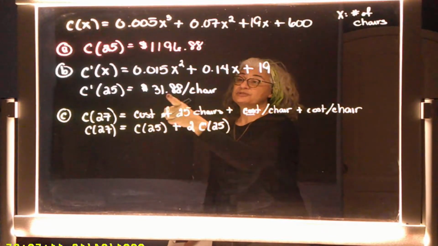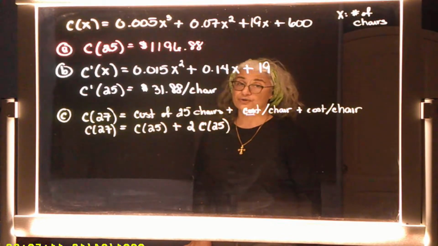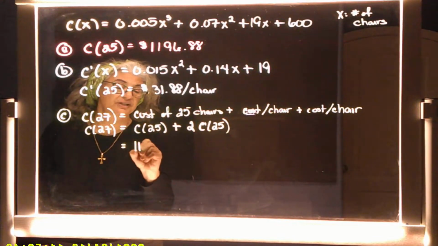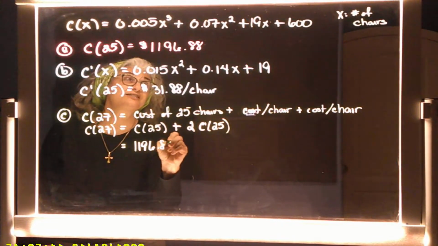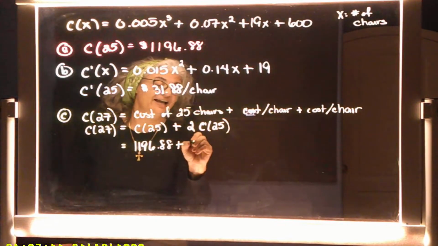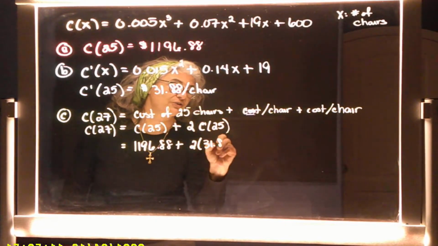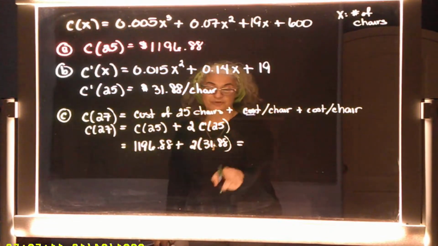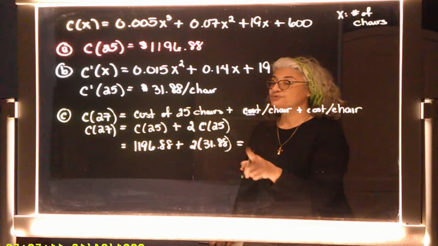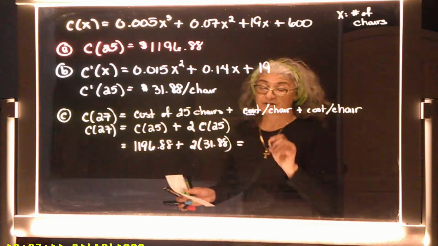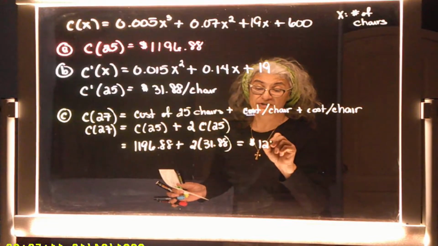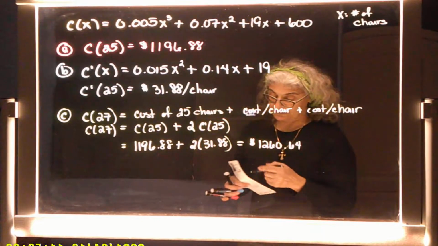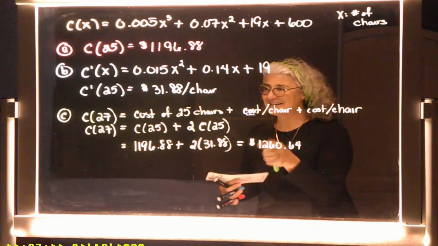The cost per chair was $31.88. Agreed? Okay, which means our cost at 25 chairs was $1,196.88. And if I add to it 2 times the $31.88, I'm going to write it over here because I'm going to need board space for part D. What would you get? Okay, I got the same thing. $1,260.64. Good. Does that make sense?